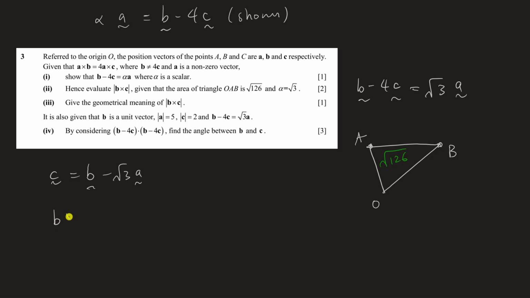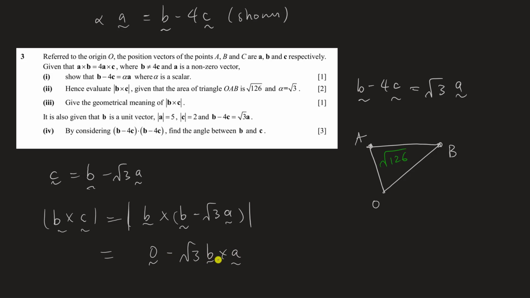I will get B cross C equals B cross C is now this, so B cross (B minus root 3 A). Expand this, I'll get B cross B. B cross B is actually 0 because B is parallel to B. So I'll get 0 minus B cross root 3 A, which is root 3 B cross A. Negative B cross A is the same as positive A cross B. So this simplifies to just root 3 A cross B.